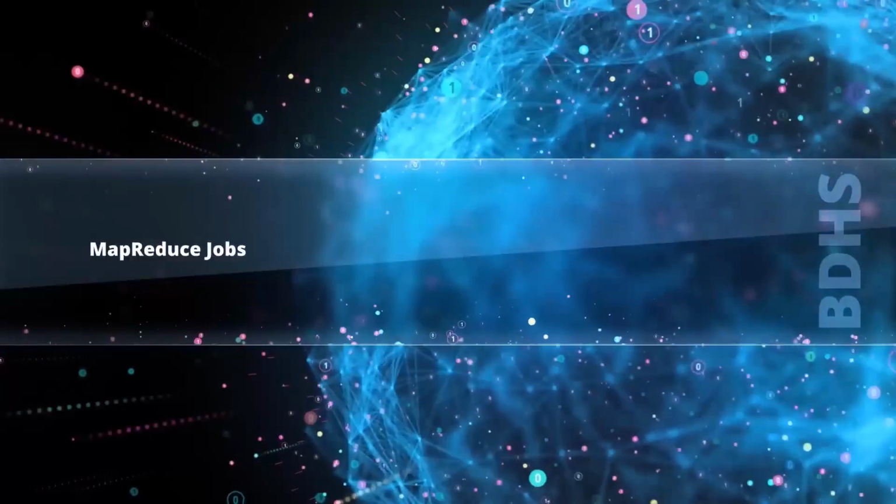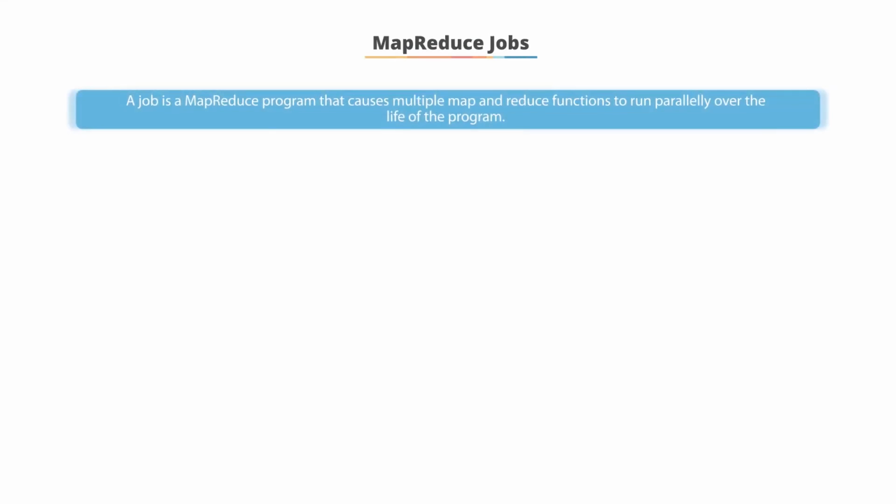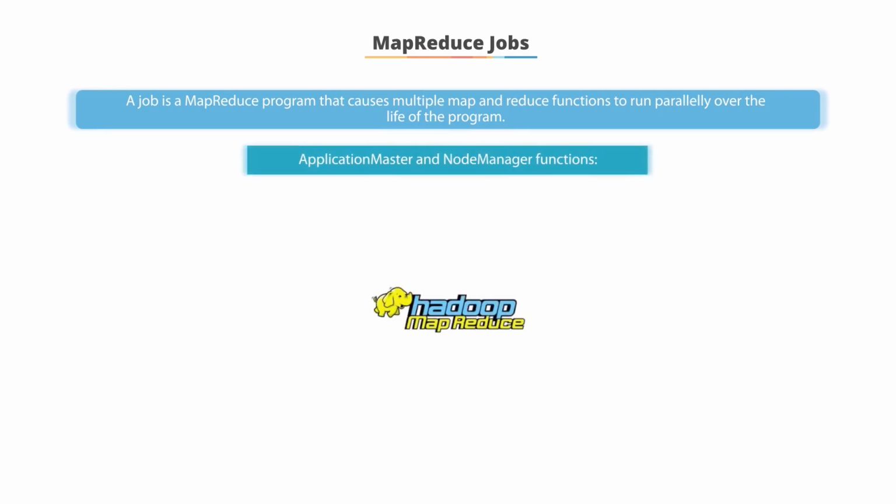MapReduce job: a job is a MapReduce program that causes multiple map and reduce functions to run parallelly over the life of the program. Many copies of map and reduce functions are forked for parallel processing across the input dataset. A task is a map or reduce function executed on a subset of this data. With this understanding of job and task, the application master and node manager functions become easier to comprehend.